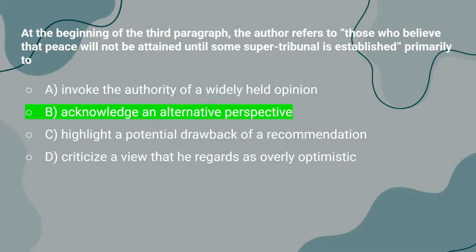B, he's just acknowledging the perspective. He's saying this is what it could be. He's not actually criticizing it. If you read that whole paragraph again, you're going to see he never says that's a bad idea. He just says, I believe my idea is better because I believe that acting towards peace and not leading to war, not leading to conflict, is better. And that's even more optimistic. So that's why B is going to be the correct answer here.